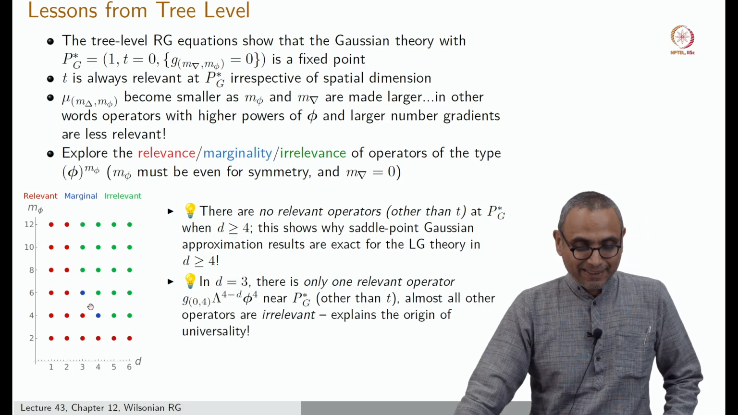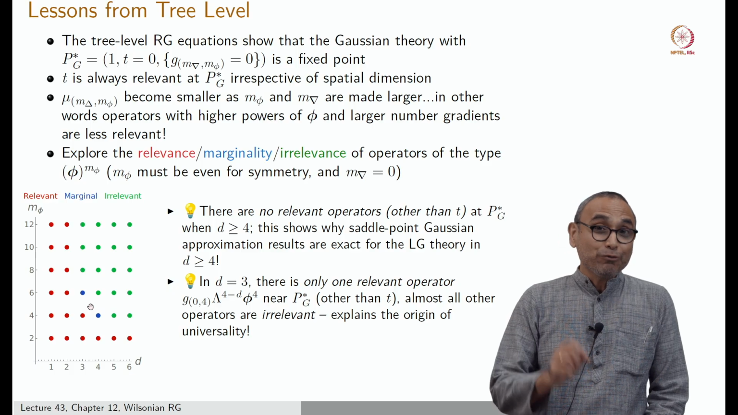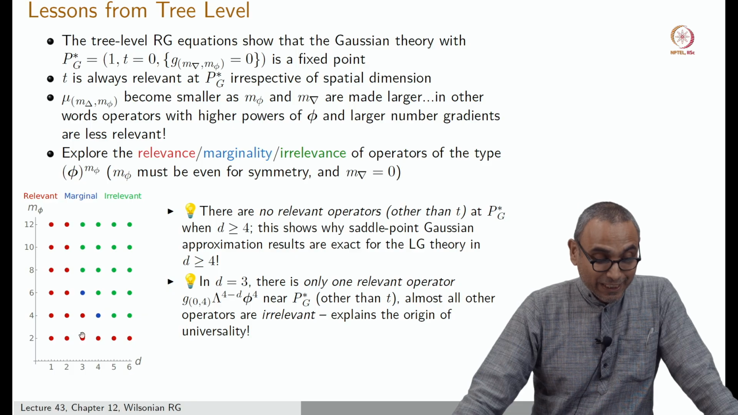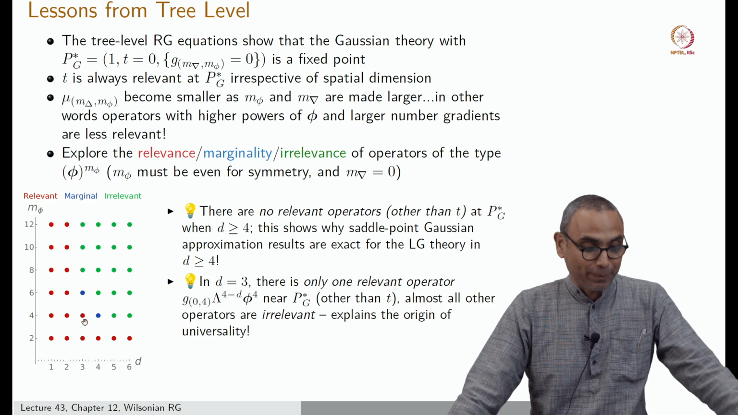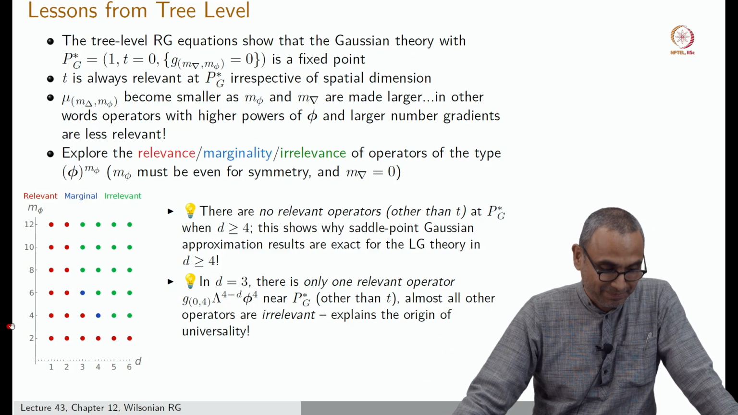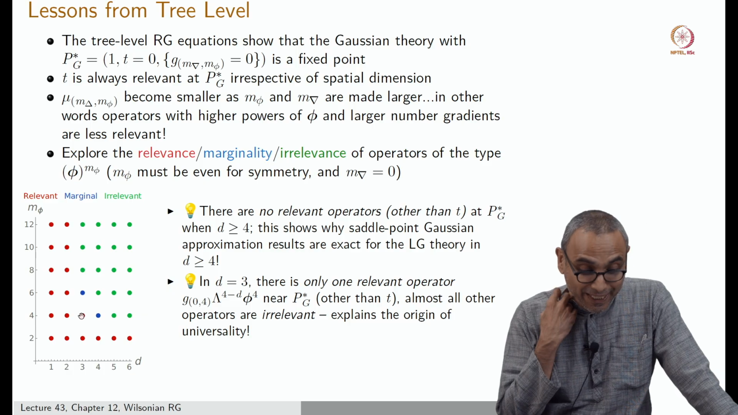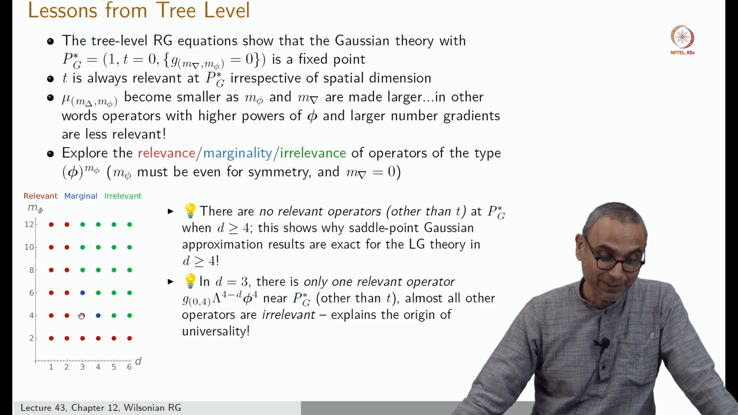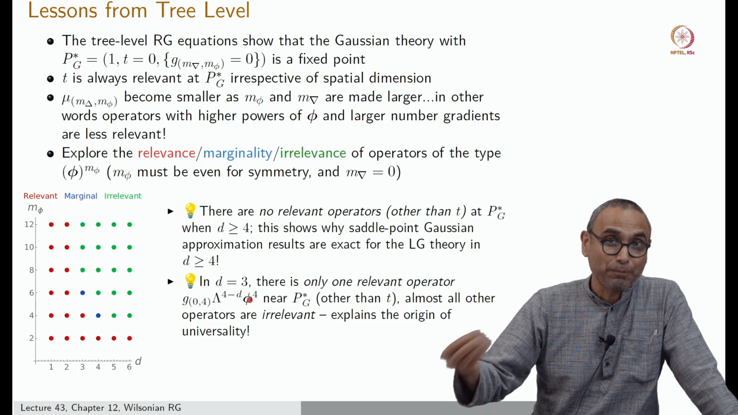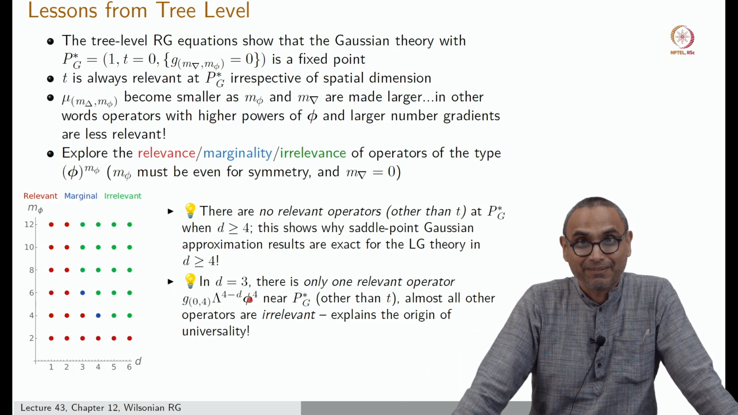Okay. Second, if I look now at d equal to 3, you see there is one more relevant operator other than t, and that is the phi^4 term, right? The operator corresponding to d equal to 3 and m equal to 4 has a scaling dimension which is positive. In fact, it's 4 minus d, and so when d is equal to 3, it is positive and therefore it is relevant.